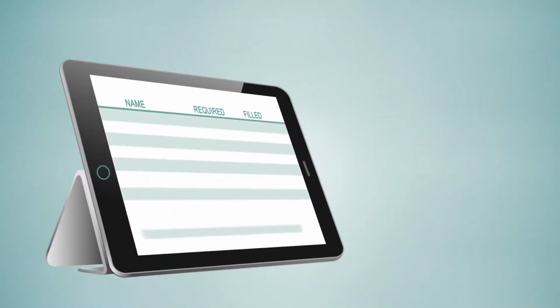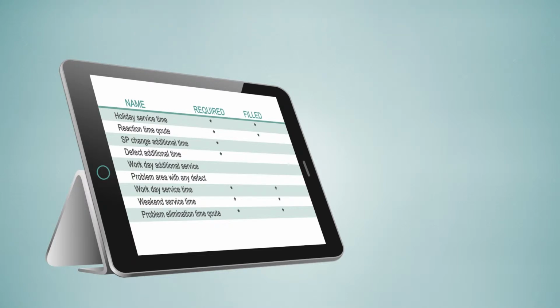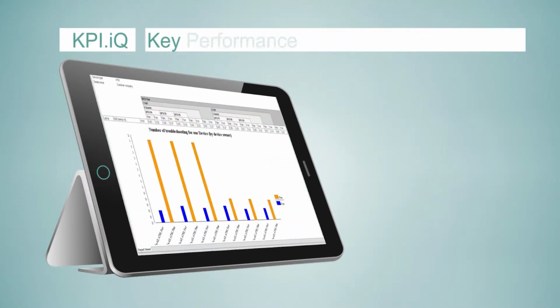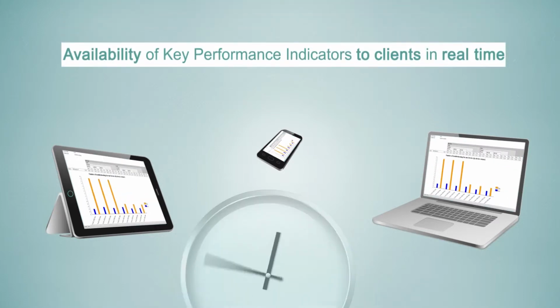Agreed service terms and conditions are entered into the system using the SLA.iQ model. Key performance indicators are entered into the system and further managed using the KPI.iQ model. The actual performance of the service provider can be compared with the agreed indicators in real time, both by the service provider and the customer, in the form of reports from the system.